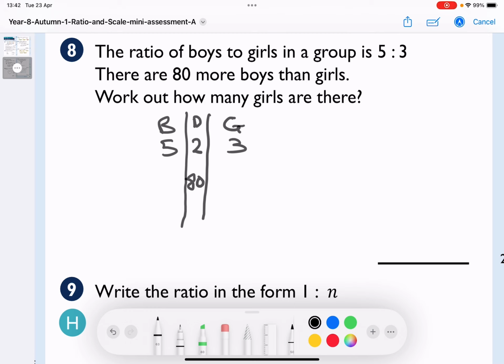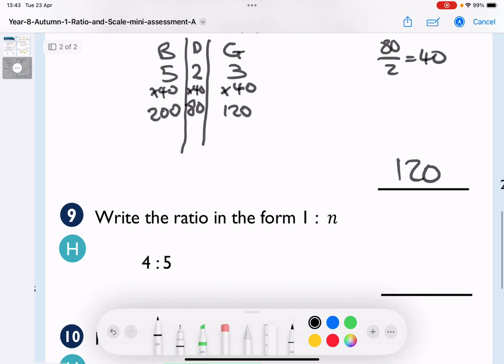So all I'm doing is looking at the multiplier, and 80 divided by 2 is 40. So all I've got to do is times by 40. Because I times that by 40, I can times everything else by 40. 5 times 40 is 200 boys. 3 times 40 is 120. I can see the difference is 80. And of course the answer is girls are 120.